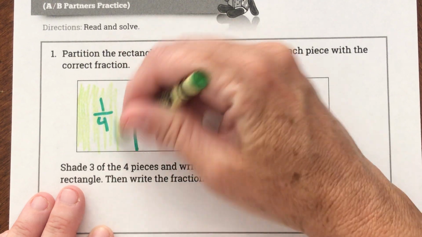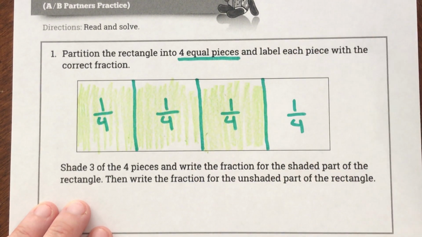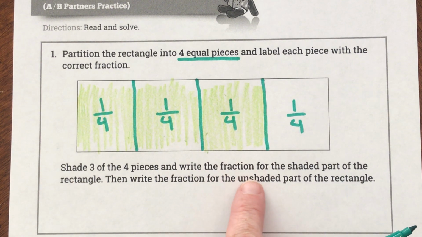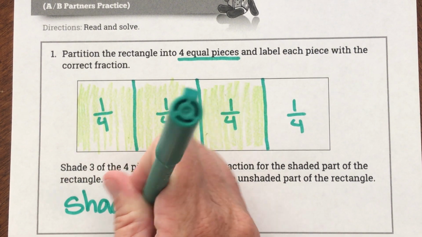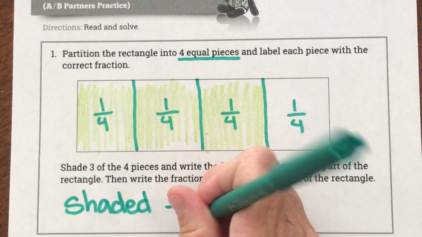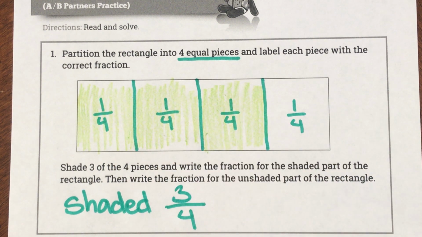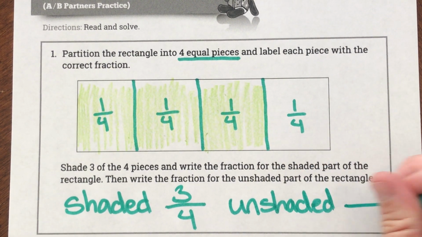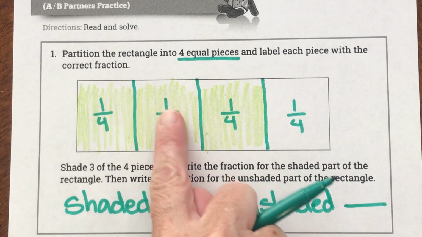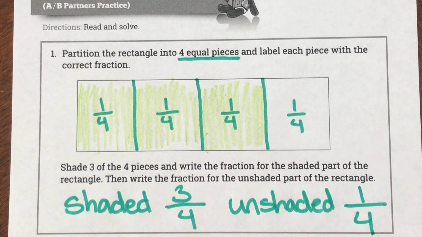So here's 1, 2, and 3. So I shaded 3 of the 4 pieces, and write the fraction for the shaded part of the rectangle. How much of our rectangle is shaded? Well, our denominator is 4 because the rectangle was cut into 4 parts, and our numerator is 3 because 3 of the 4 pieces is shaded. It also says, then write a fraction for the unshaded part. For the unshaded part, our denominator is still 4 because it was cut into 4 pieces. But how many of the pieces are not shaded? Just 1 piece is not shaded.